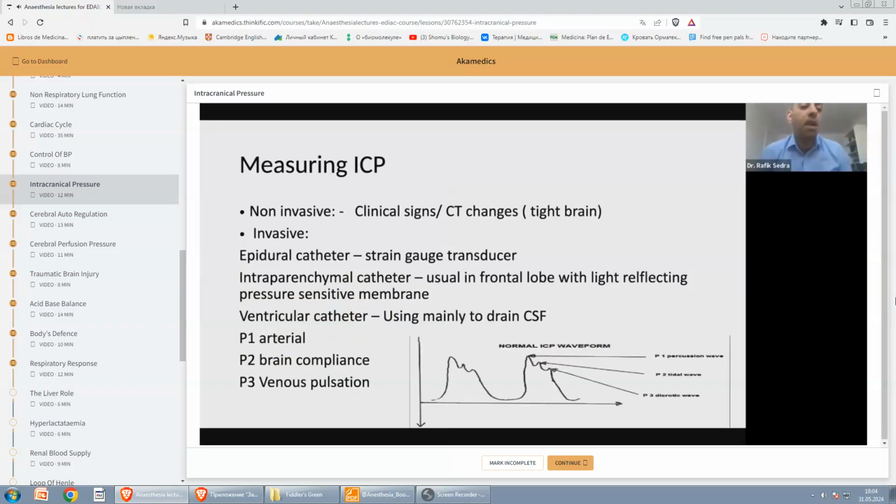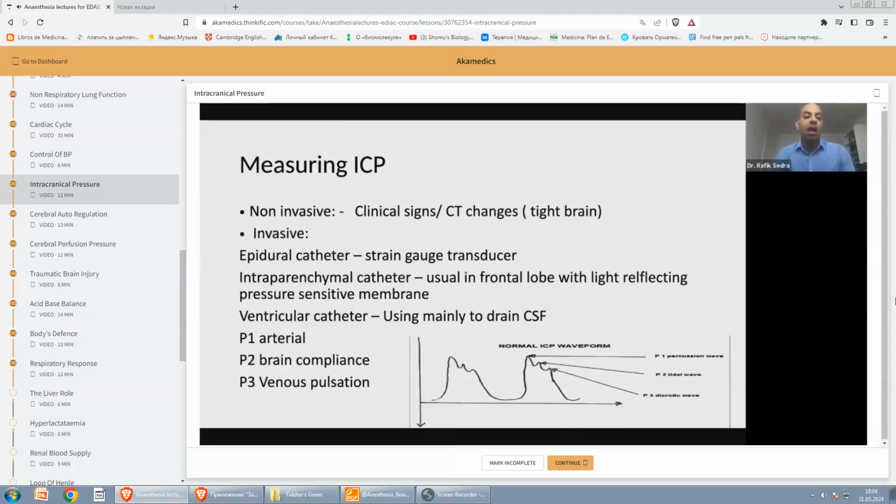Measuring ICP. So how can we measure the ICP? Again, as I said before, try to be structured. You can say there is a non-invasive method and a more invasive method. The non-invasive method is scanning the brain. When you do a CT brain, if you can see bleeding or edema, this is definitely an impression that there will be high ICP. The intracranial pressure will be high, and sometimes you can see there is not enough room for the brain. We like to call it the brain is quite tight.